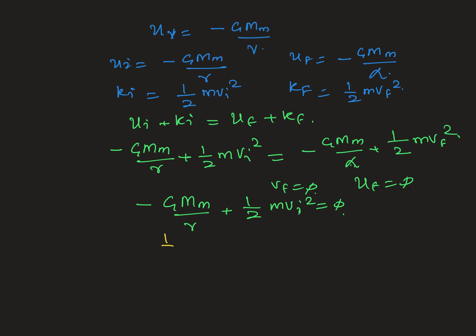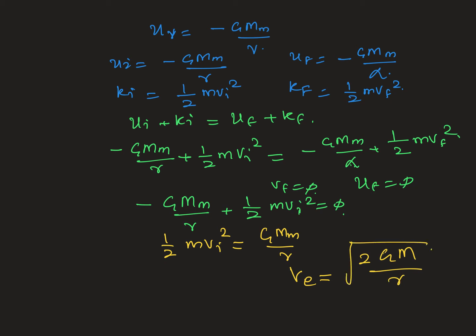So half m vi squared is equal to GMm over r. From here we find vi, which is actually the escape velocity Ve. The m will cancel each other. We multiply by 2, and so v is equal to 2GM over r, and we need to have a square root here. So that's the escape velocity.